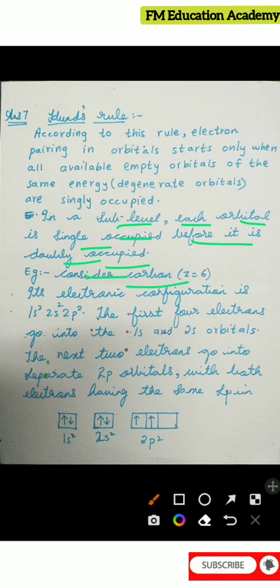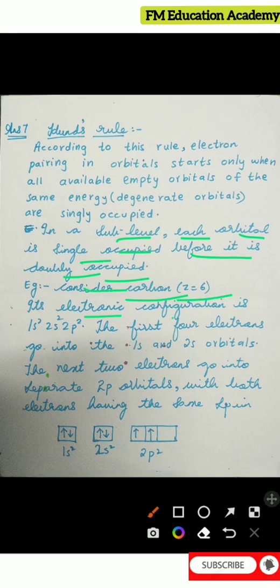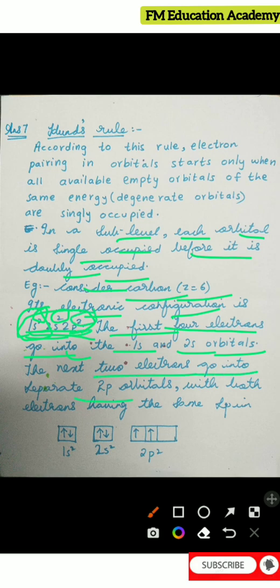So consider carbon, for example, atomic number is 6. For filling the orbitals, we need to write the electronic configuration. How do you get to know this electronic configuration? I told you just now, with the help of Moller's chart. The electronic configuration is 1s2, 2s2, 2p2. So the first 4 electrons, 2 plus 2, go into the 1s orbital and 2s orbital. And how many electrons are remaining? 2 electrons are remaining. They go into the separate 2p orbitals as we can see here.